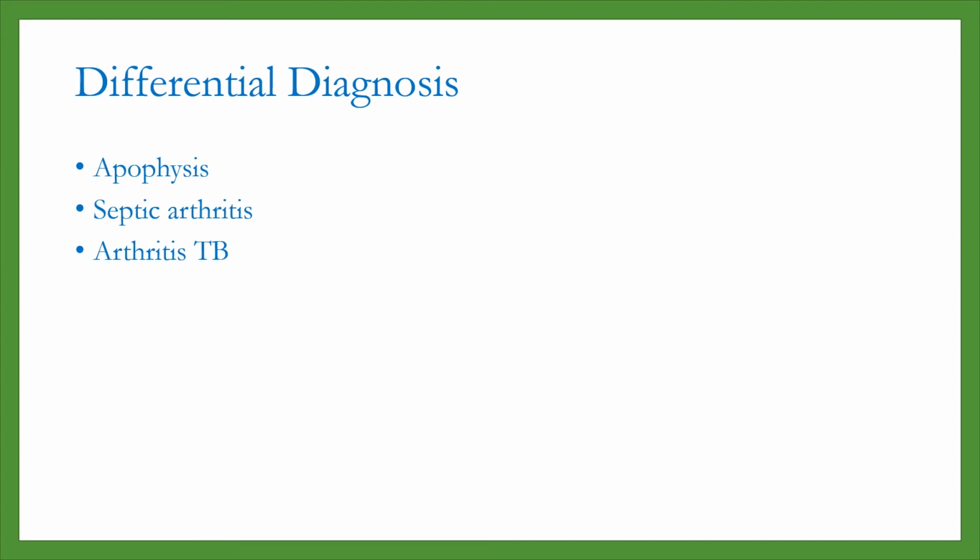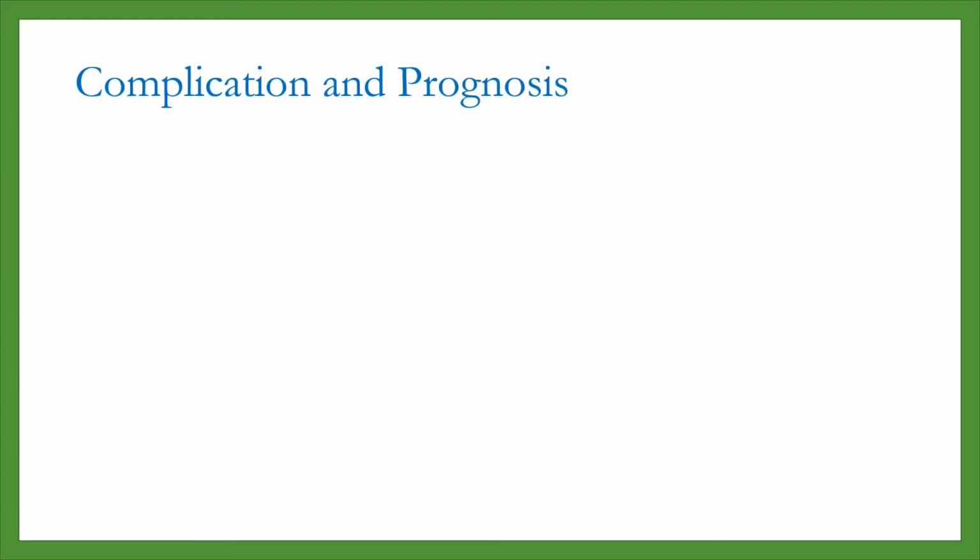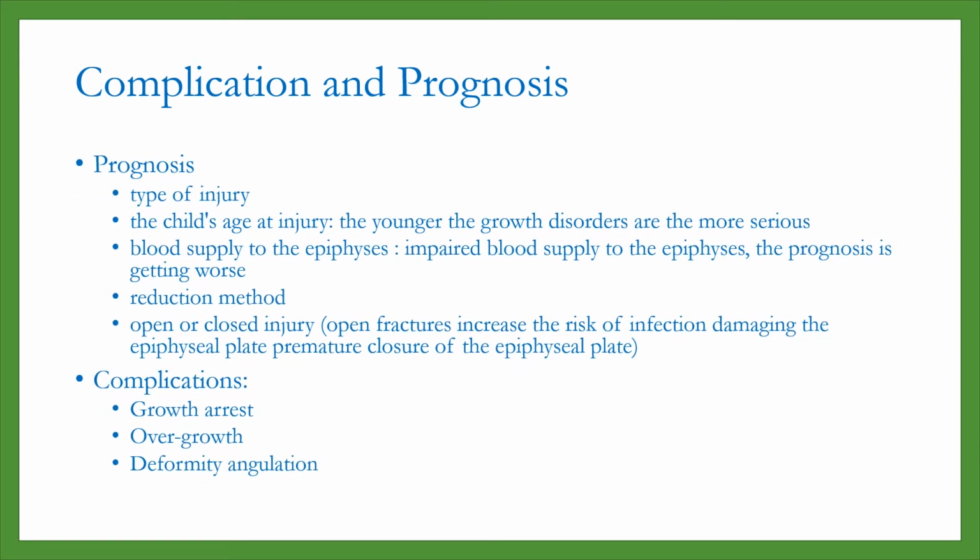Complication and prognosis. Prognoses are based on type of injury and the child's age at injury. The younger the child, the more serious the growth disorders are. Blood supply to the epiphysis: if the blood supply to the epiphysis is impaired, the prognosis is getting worse.